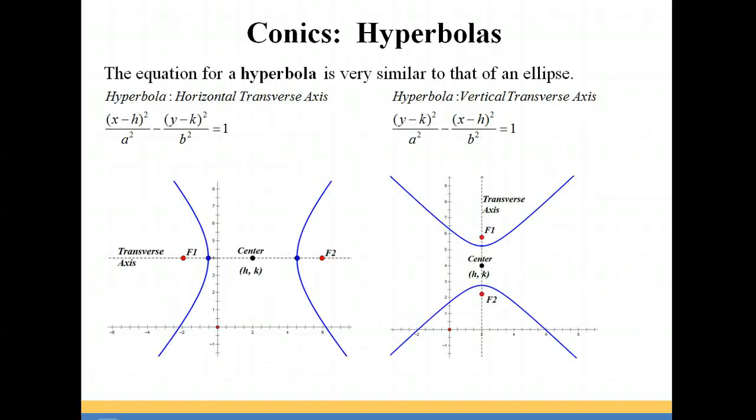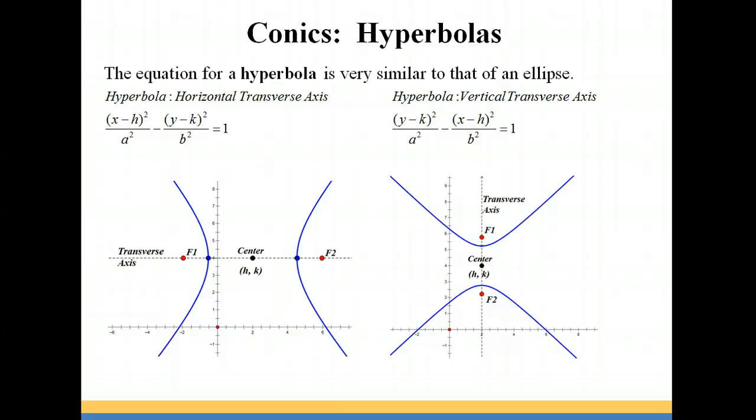Now, when you do have a horizontal transverse axis, the equation of the hyperbola becomes (x minus h) squared over a squared minus (y minus k) squared over b squared equals 1. You should recognize that formula as being very similar to that of an ellipse. The only difference between this equation and that of an ellipse is that there is a minus sign in between the two terms, whereas with an ellipse there was a positive sign in between the two terms.